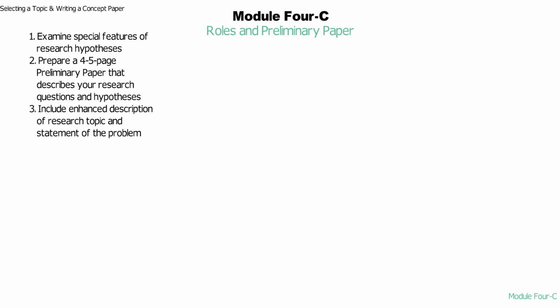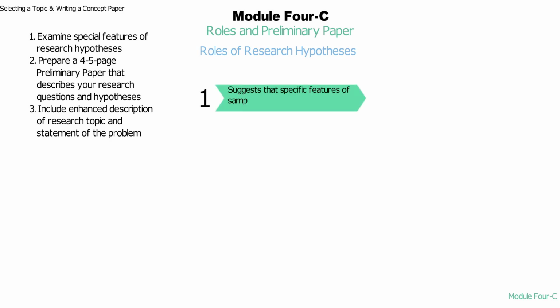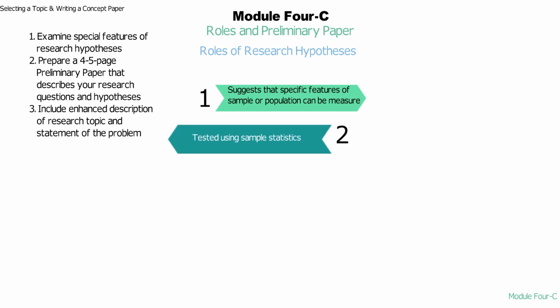Whenever a dissertation contains a research hypothesis, it suggests that the researcher is using a quantitative research design, and by extension, the research will be using some form of statistical analysis. Let's start by examining the roles of research hypothesis as described by most researchers. 1. If you are using a hypothesis, it suggests that specific features of your sample or population can be measured numerically. 2. This also indicates that the hypothesis is tested using sample statistics.